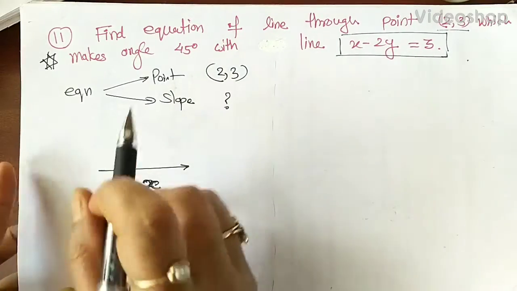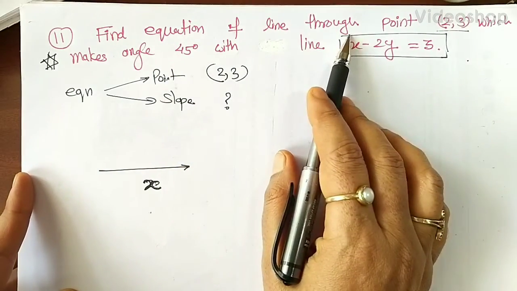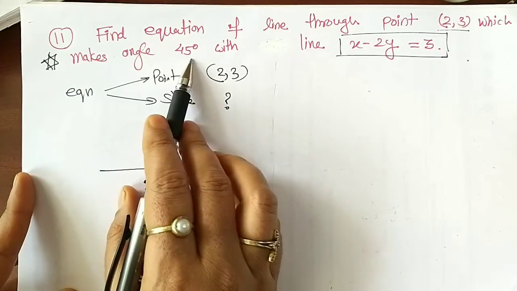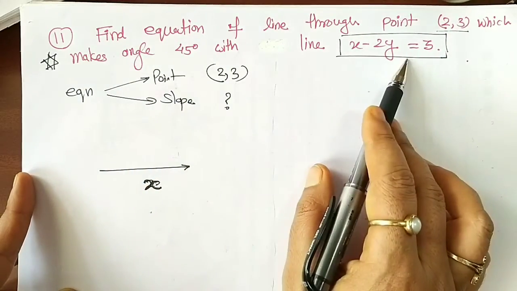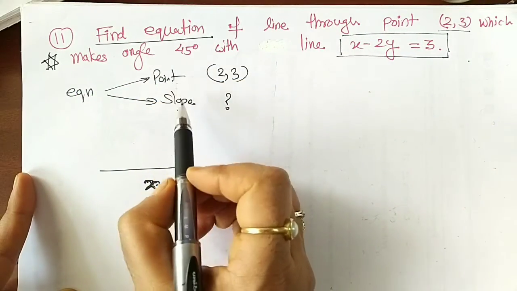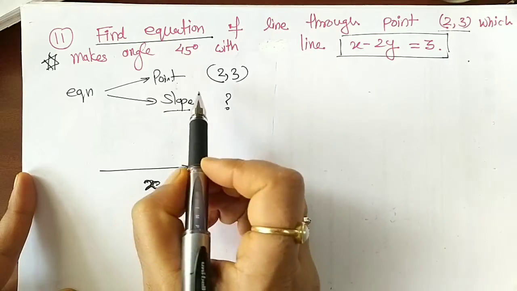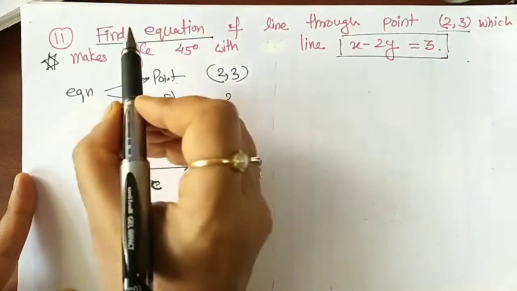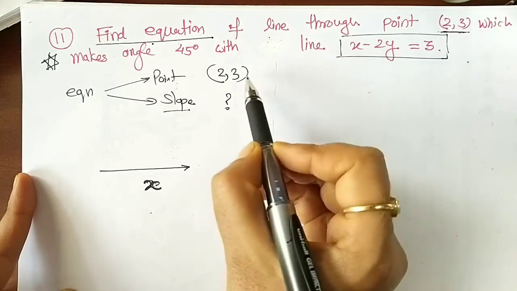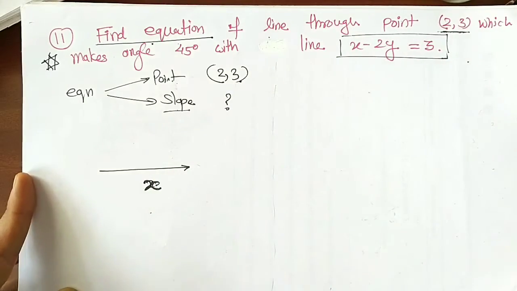Question number 11. It says find the equation of a line through point (2, 3) which makes an angle of 45 degrees with this. So for any equation we need two things: one is the point and one is the slope. The point is given. They are saying the equation of the line is passing through (2, 3). Only the slope is not given.